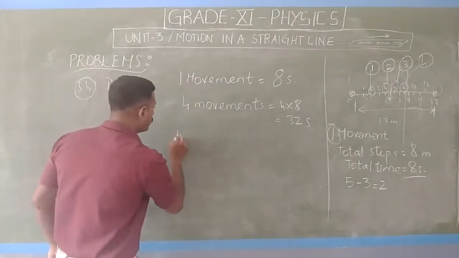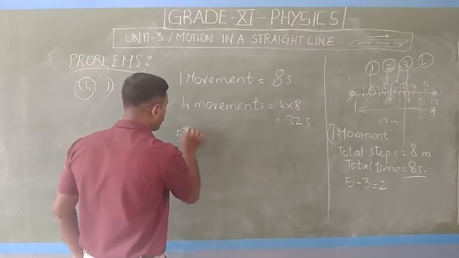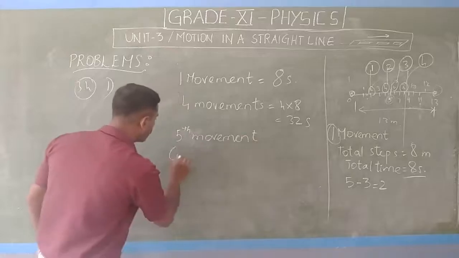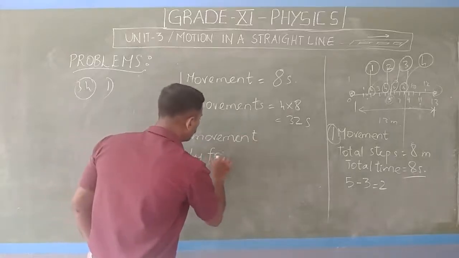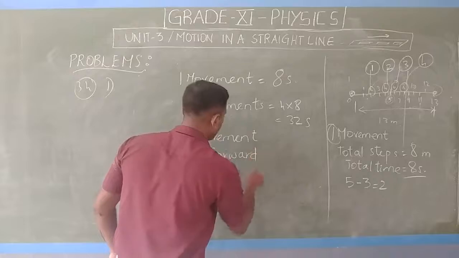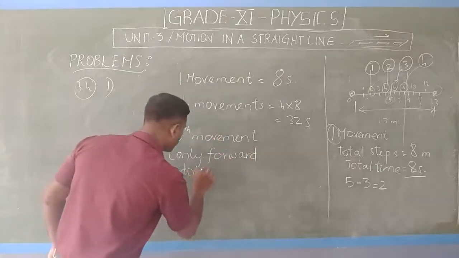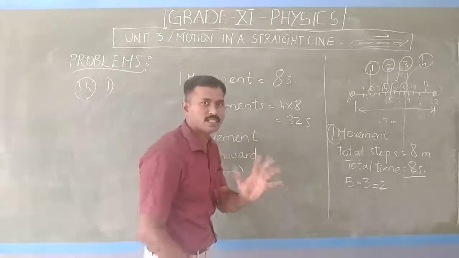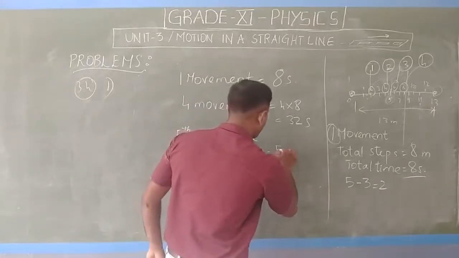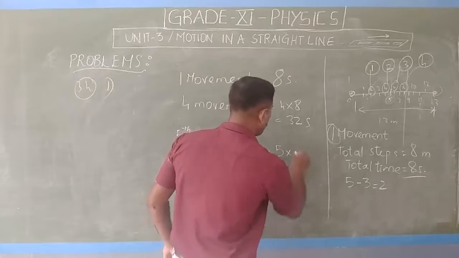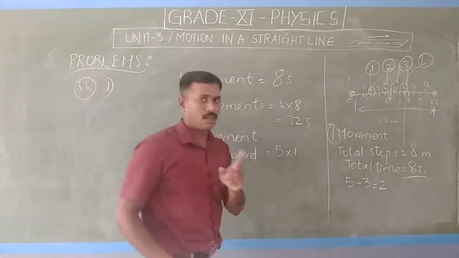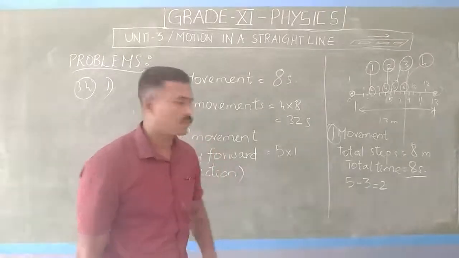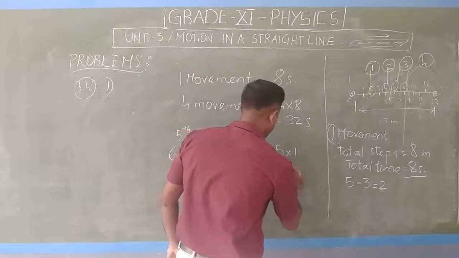So in the fifth movement, only the forward direction is considered. So that is 5 steps is considered. So 5 into 1, because for each step only 1 second is given. So 5 into 1 is 5 seconds.